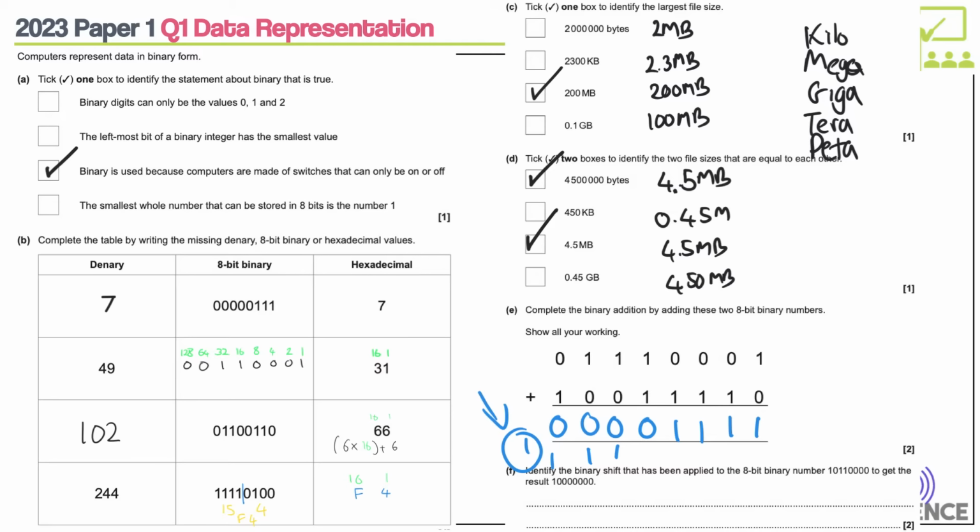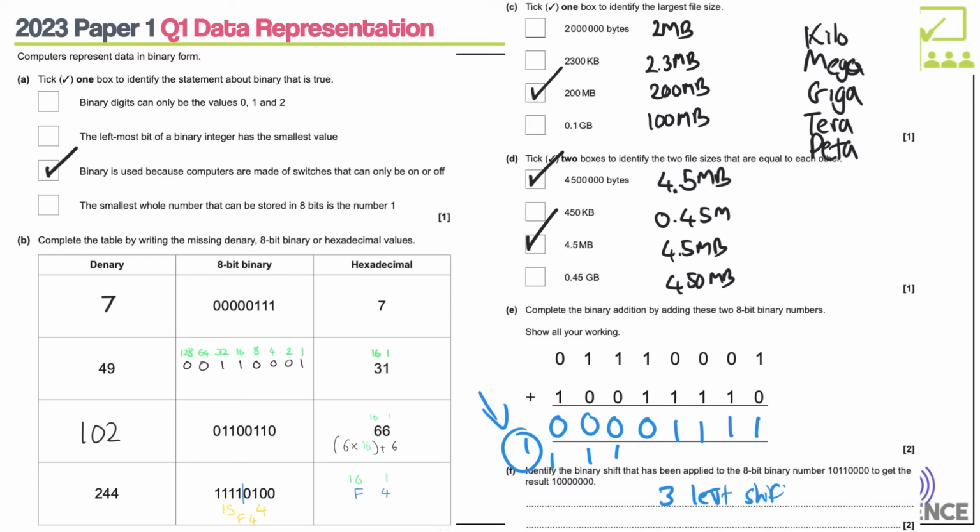Identify the binary shift that's been applied to an 8-bit binary to get this. All right, I know what it is. Who else knows what it is? Angie, what do you reckon? 3-bit left shift. Because what's happened is those have gone on by 1, 2, 3, and then you've got 3 on the right. It's been padded with 0, so it's 3 left.